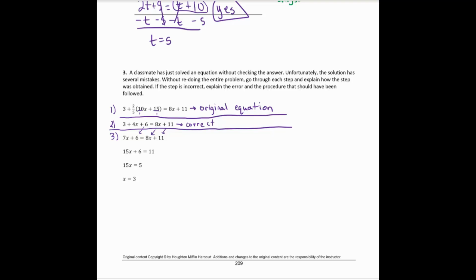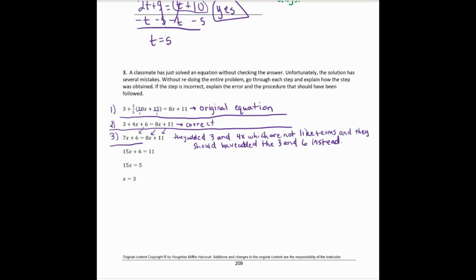And so the error is that they added 3 and 4x, which are not like terms. And what they should have done instead was add the 3 and the 6. So that's the thing that you're trying to figure out here: what did they do, why was that not right, and then what should they have done instead.